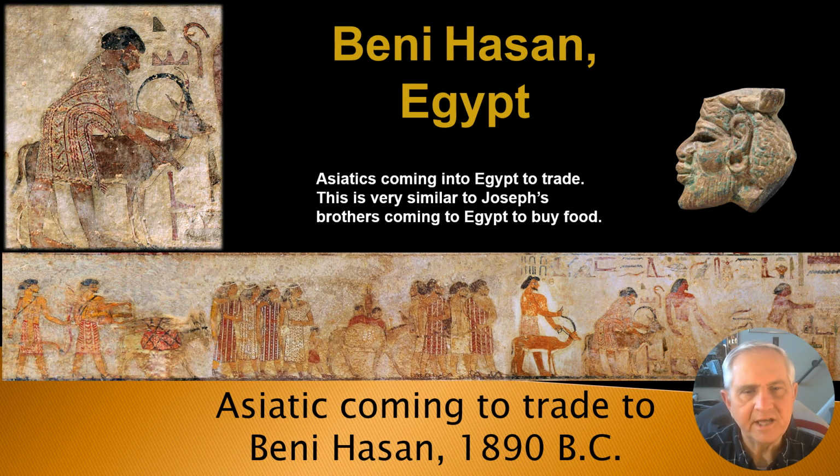There's a very interesting drawing at Beni Hassan in Egypt of Asiatics coming into Egypt to trade, I think it's coal, eyeshadow. And this is very similar to Joseph's brothers coming down to Egypt to buy food. So it'd be something similar to this. And this is around 1890 BC in a tomb there in Egypt.